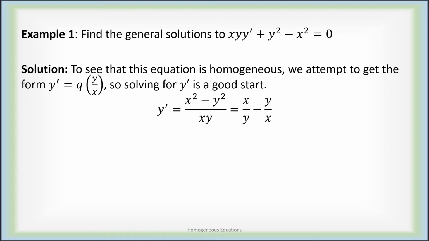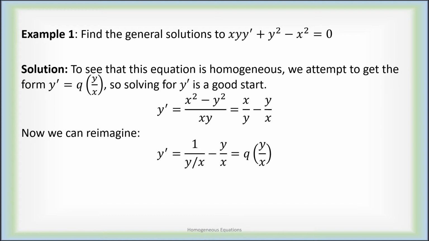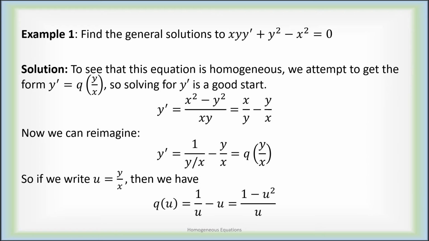Well, if we solve for y prime, we get x squared minus y squared, we divide by xy, and if we split this up into two terms, we get x over y minus y over x. Now we can reimagine that as 1 over y over x minus y over x, which is now more clearly seen to be just a function of that ratio y over x. So if I make that substitution, u equals y over x, we get q of u is 1 over u minus u. Okay, there is our function, 1 over the ratio minus that ratio. So there's my function q of u. I give it a common denominator, we get 1 minus u squared over u.